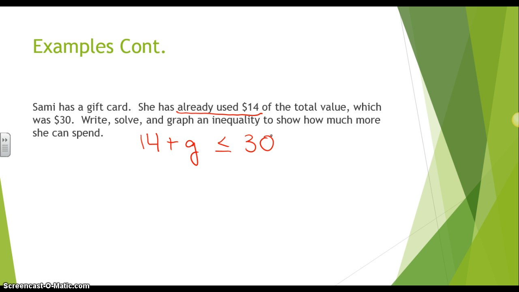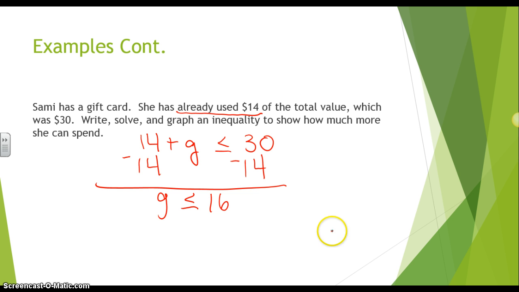Now we need to solve it. So I'm going to subtract 14 from the left, subtract 14 from the right. So I have g is less than or equal to 16. Now I need to graph this. I have my number line. I'm going to have a closed circle at 16. If g is less than or equal to that, then I'm going to shade everything to the left.